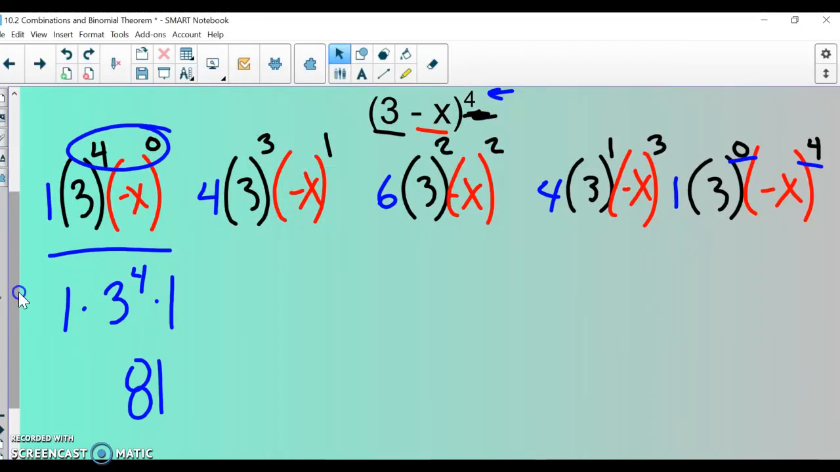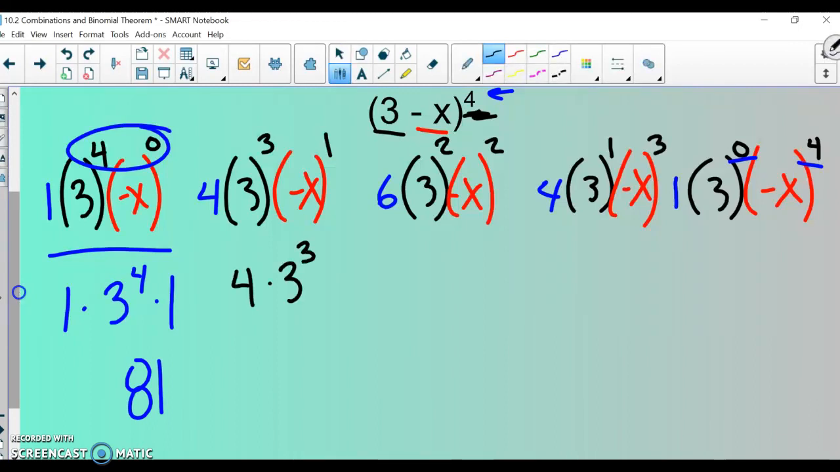Fun stuff. My next term, I'll have 4 times 3 to the 3rd times negative x. Well, because I have a negative here, my whole term is going to be negative, which means I'm going to end up subtracting. And then I'll do 4 times 3 to the 3rd power. And 4 times 3 to the 3rd is 108. So it'll be minus 108x.